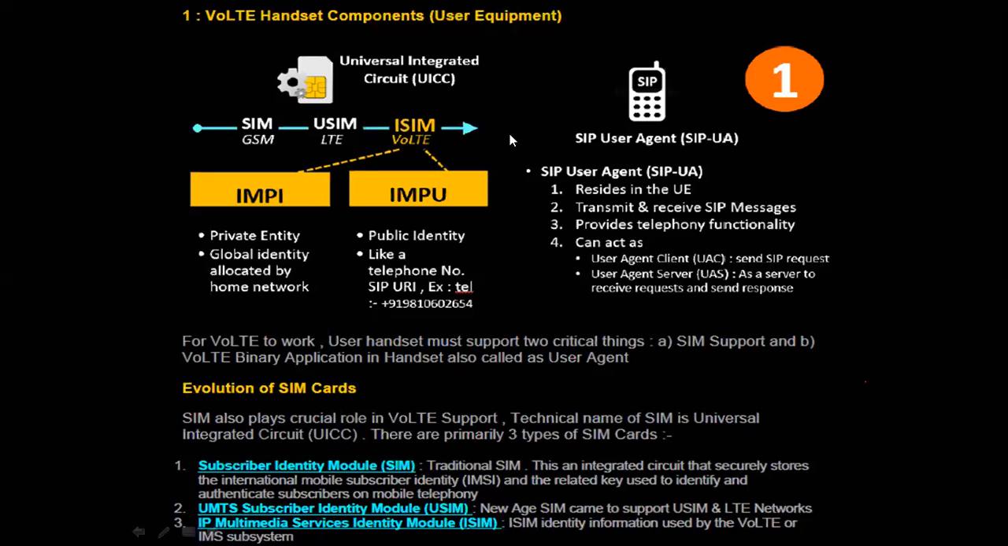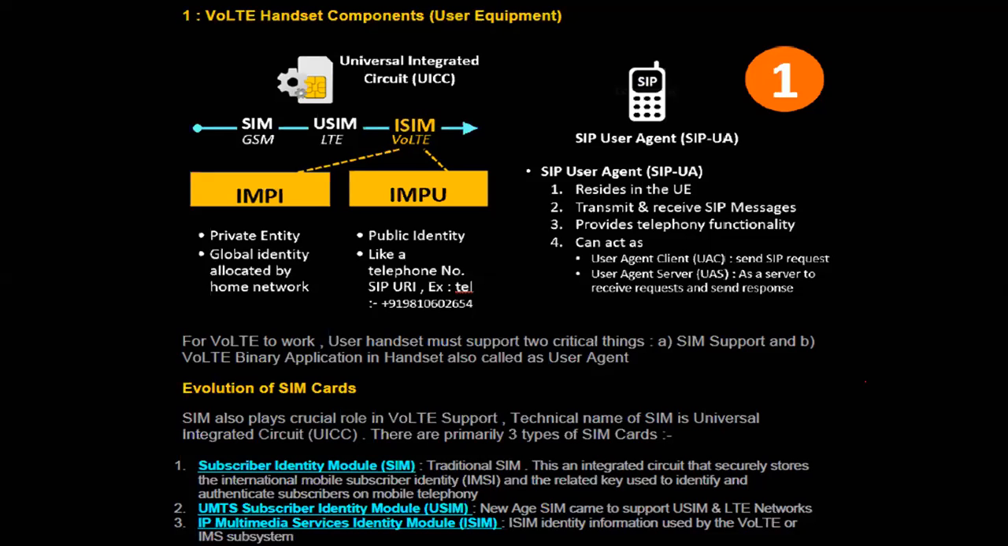And this is from the SIM card point of view, but from the user mobile point of view, your SIP user agent should also be included in the binary. So what is a SIP user agent? It resides in the UE and transmits and receives SIP messages. If your device doesn't support VoLTE, it means your SIP user agent is not there.